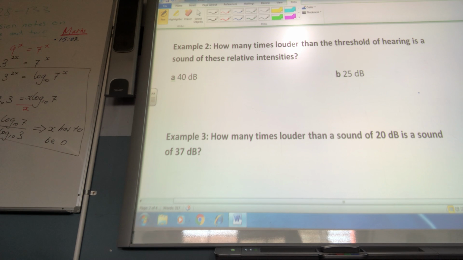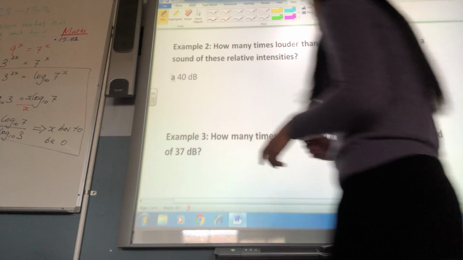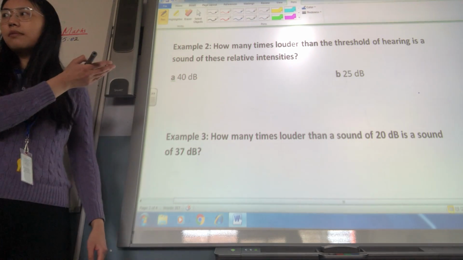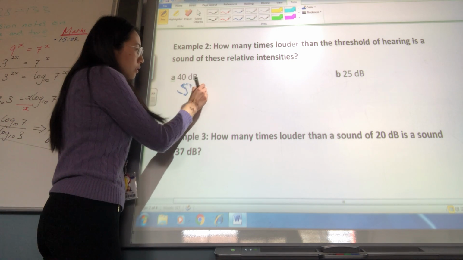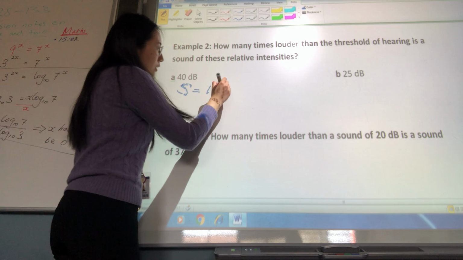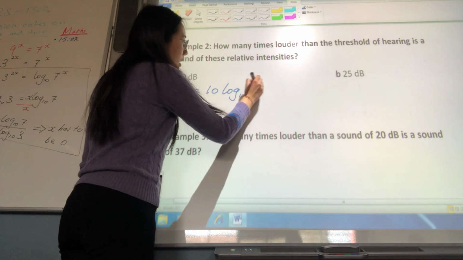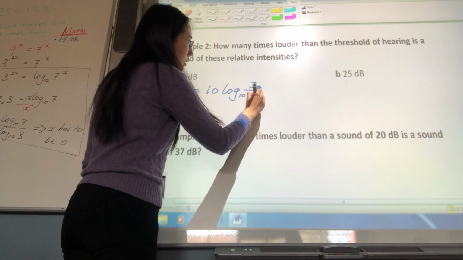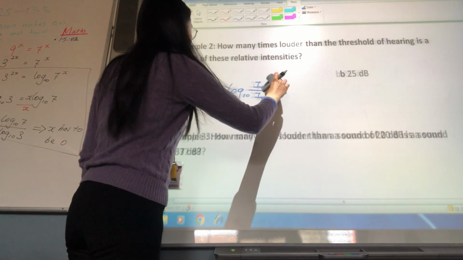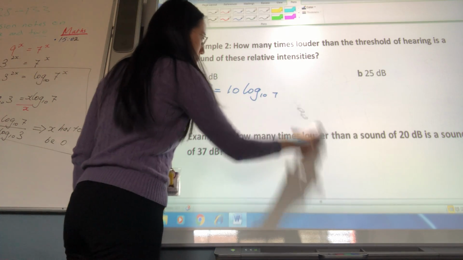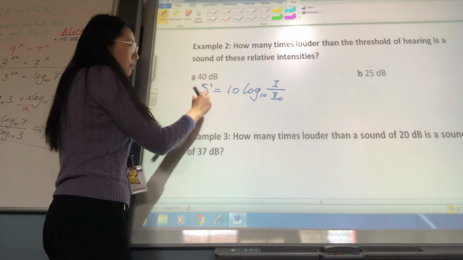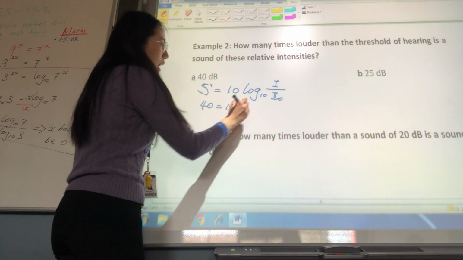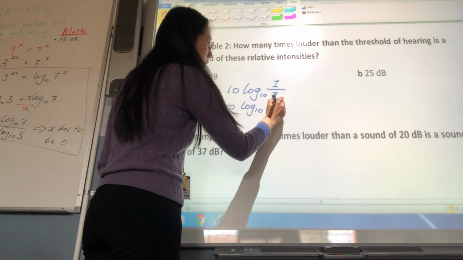Okay. How many times louder than the threshold of hearing is the sound of these relative intensities? So 40 decibels. This is now the S. So S is equal to 40. Your formula is S equals 10 log 10 of I over I0, right? So now S is equal to 40, which means you have 40 equals 10 log 10 of I over I0.